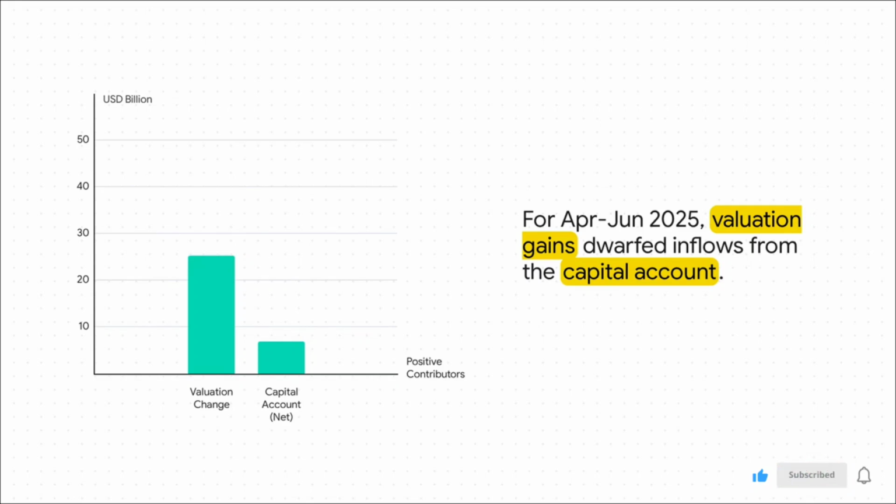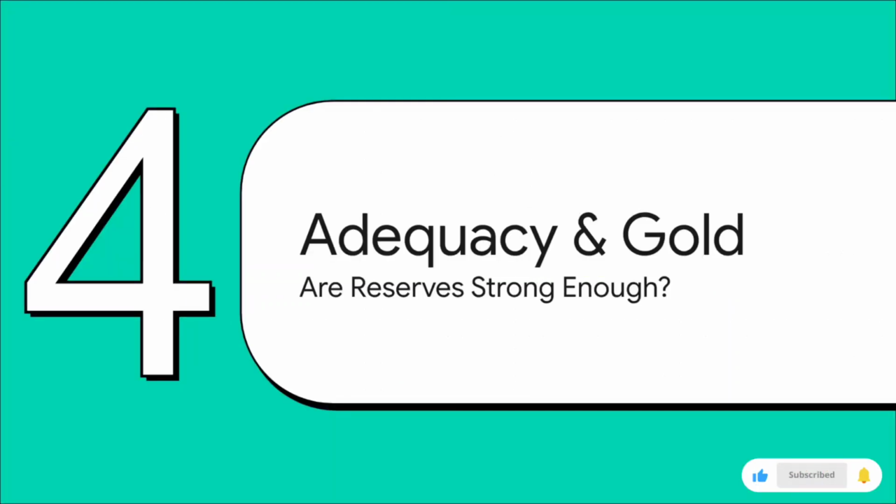And this chart just illustrates the point perfectly. That valuation gain of over $25 billion, which happened mostly because the US dollar weakened against other currencies, completely dwarfed the actual new money inflows from the capital account. So we have over $700 billion.